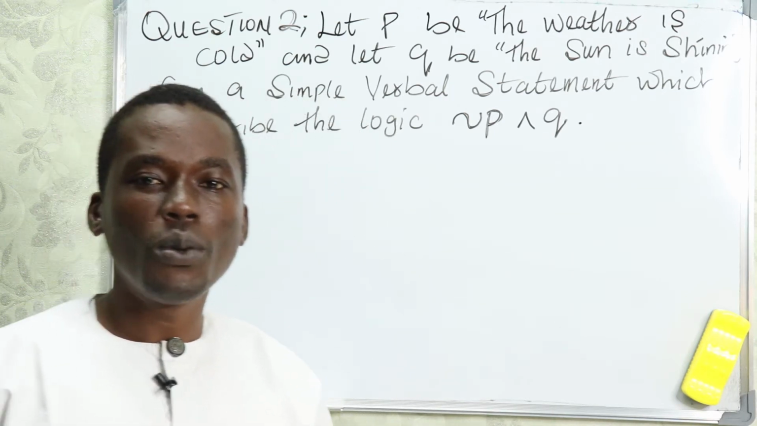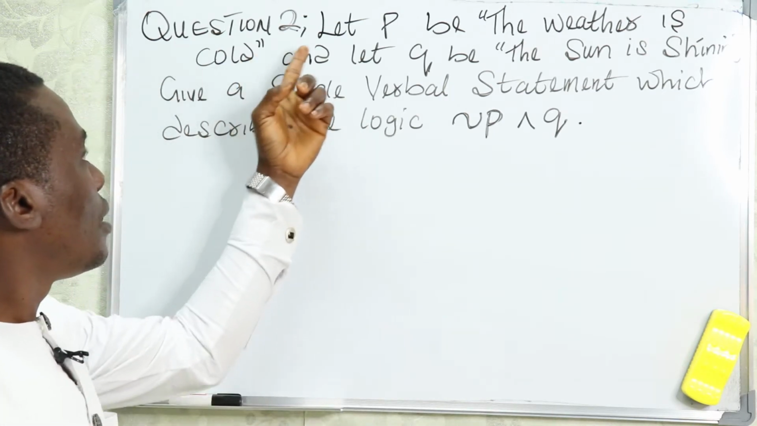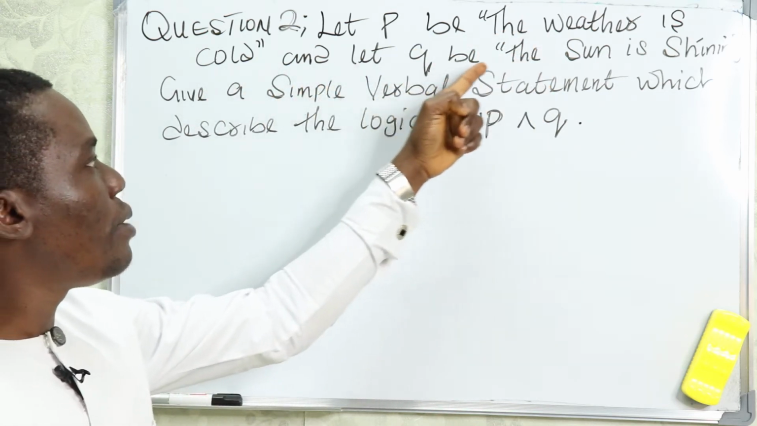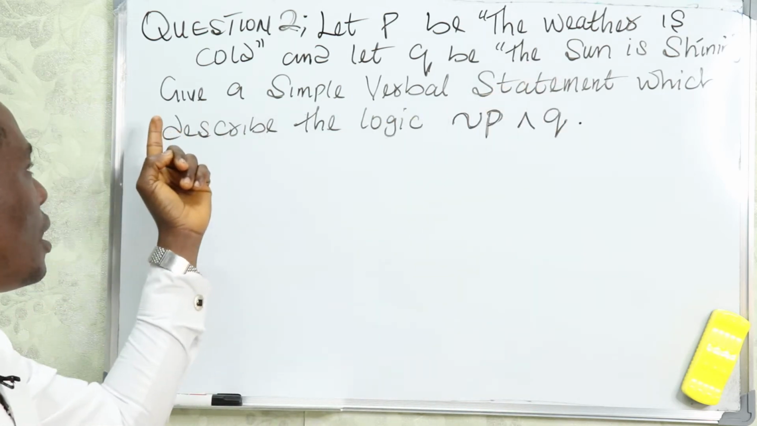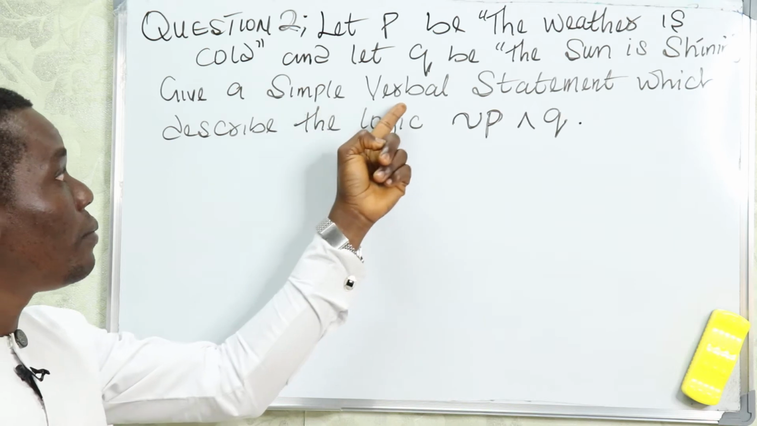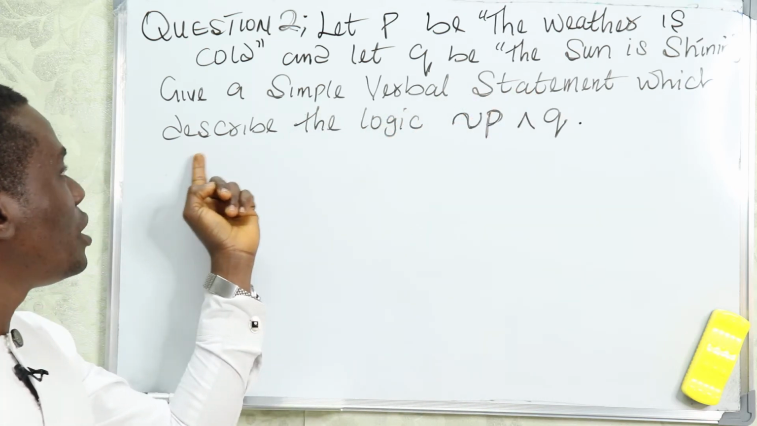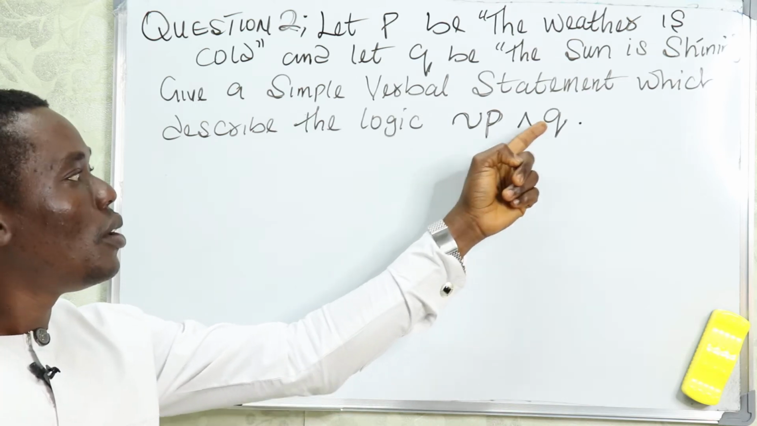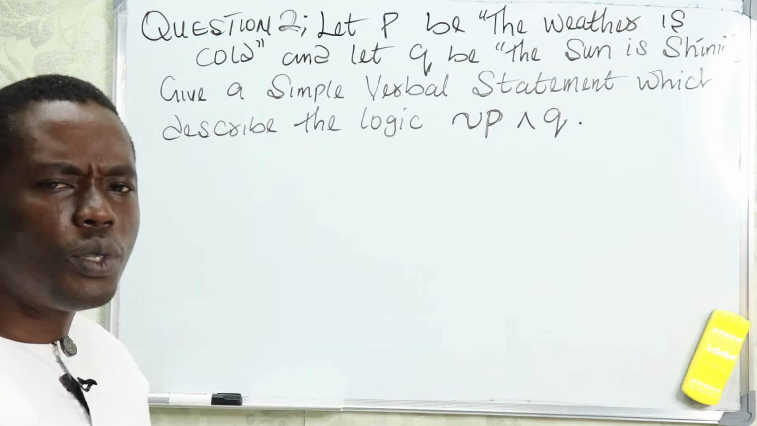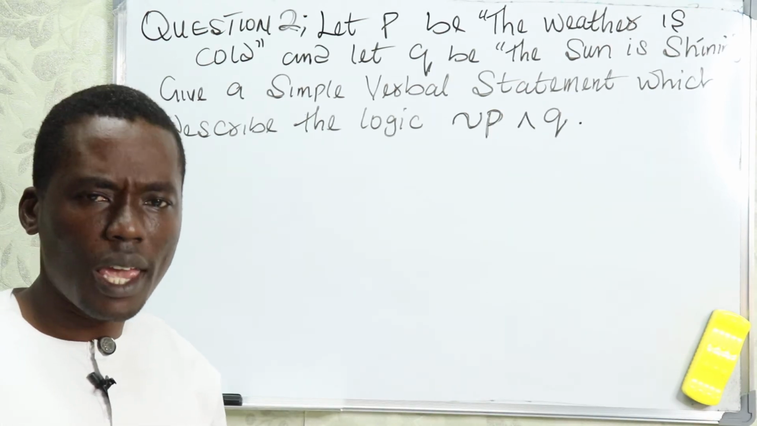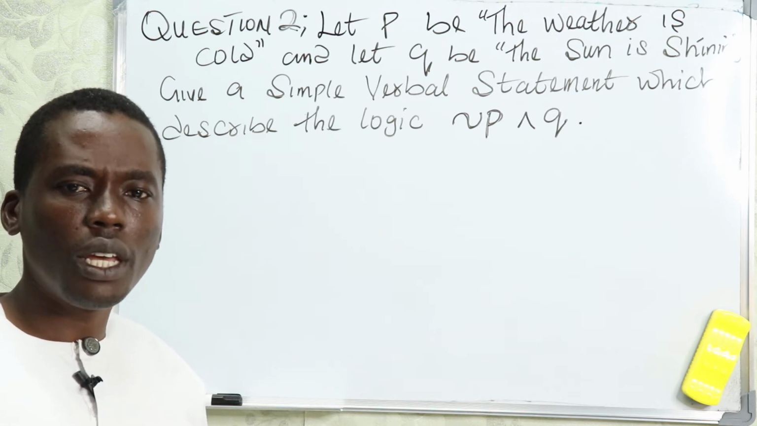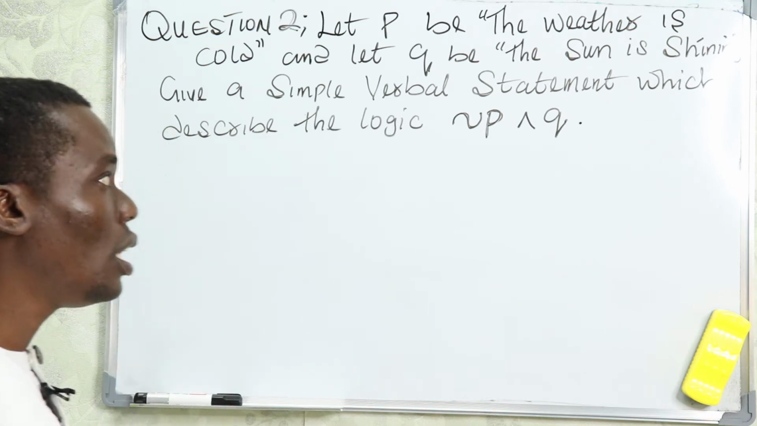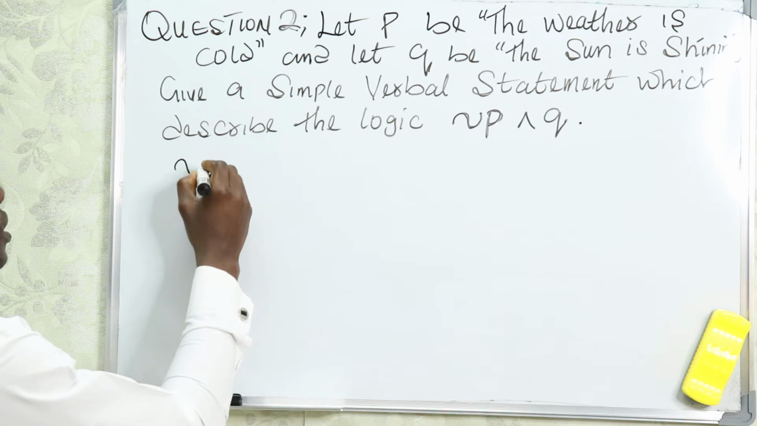Second question we're going to consider for today is, let P be the statement the weather is cold, and let Q be the sun is shining. Now the question says, give a simple verbal statement which describes the logic negation of P conjunction Q. Now there are two logical statements given to us here, the negation and the conjunction.